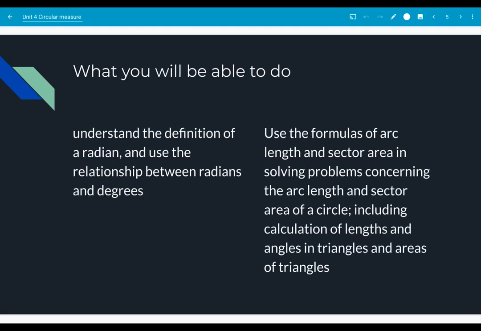So what you're going to be able to do at the end of this unit is understand the definition of a radian and understand the relationship between degrees and radians, and then you'll be able to use the formulas of arc length and sector area in solving problems.